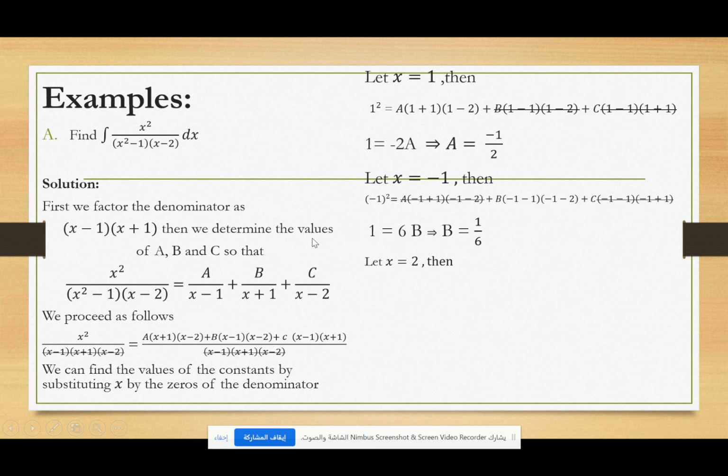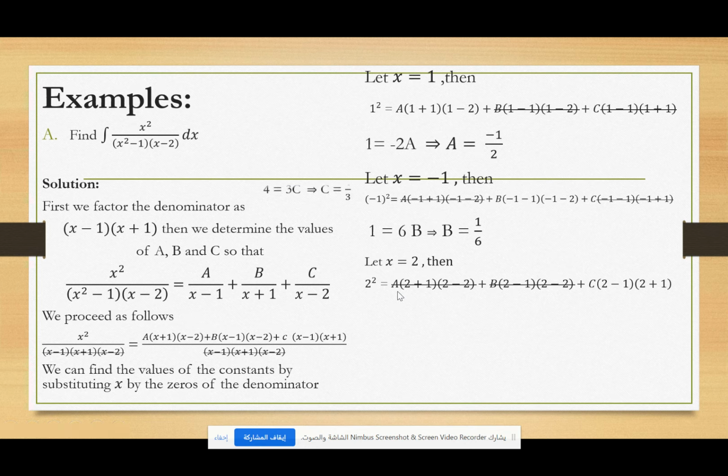Now we need to find c. To find c, we're going to cancel a and b by thinking about the number that will make the denominator equal to 0, which is 2. So let x equal 2, then we can say that 2 squared equals a times 2 plus 1, 2 minus 2, plus b times 2 minus 1 times 2 minus 2, plus c times 2 minus 1 times 2 plus 1. You can see that because here we have 0, b is going to be cancelled. And 2 minus 2 is 0, so a is going to be cancelled. What is left? c is left.